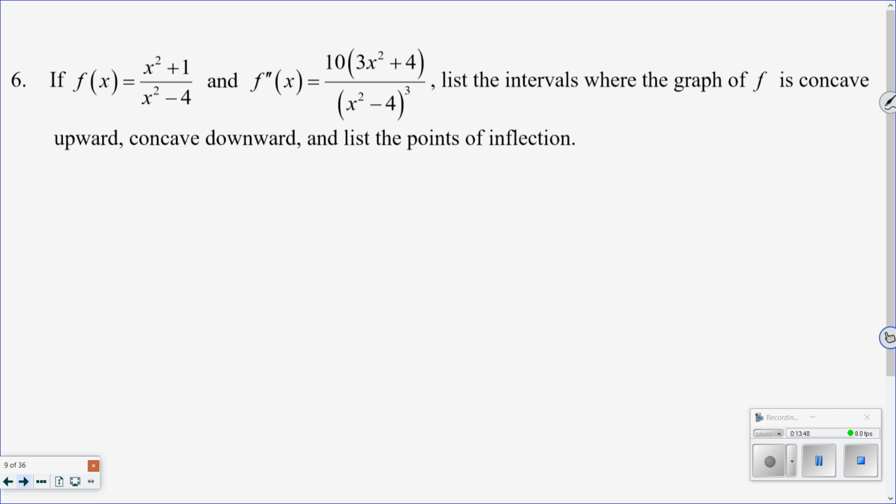Let's do number 6. It says, if f of x equals x squared plus 1 over x squared minus 4, and the second derivative is 10 times 3x squared plus 4 over x squared minus 4 to the third, list the intervals where the graph of f is concave upward, concave downward, and list the points of inflection. Okay, let's start at the very beginning and find out first when the graph is undefined. We know the domain: x cannot equal -2, and x cannot equal +2.